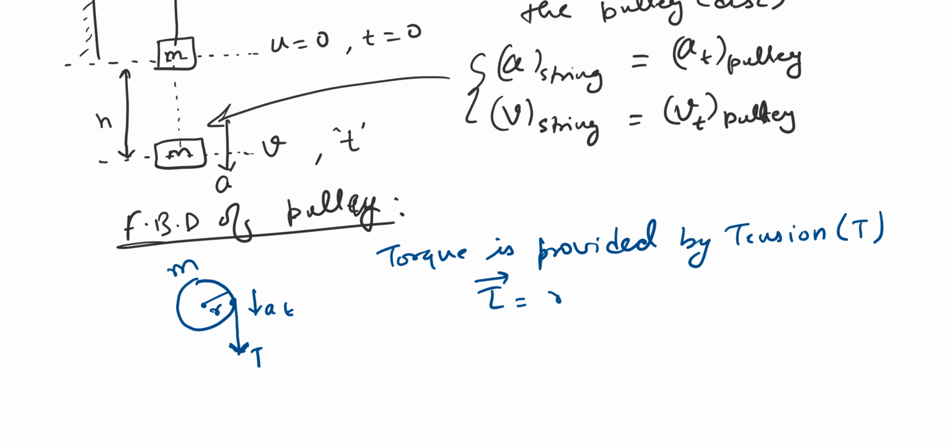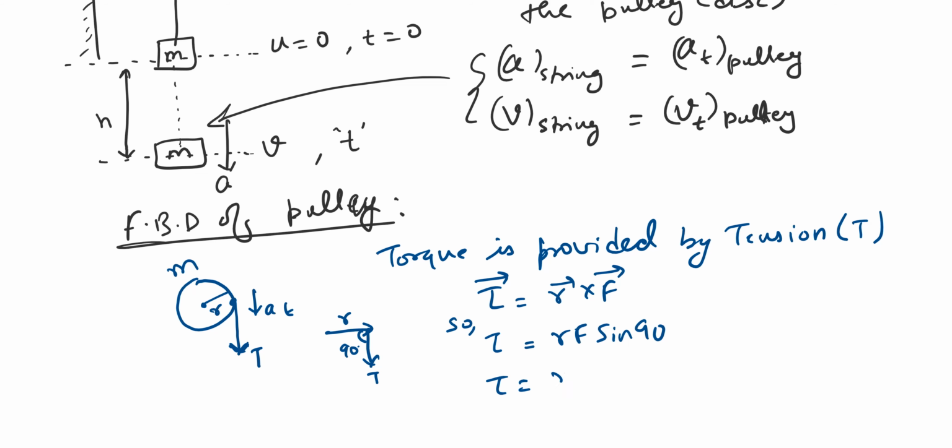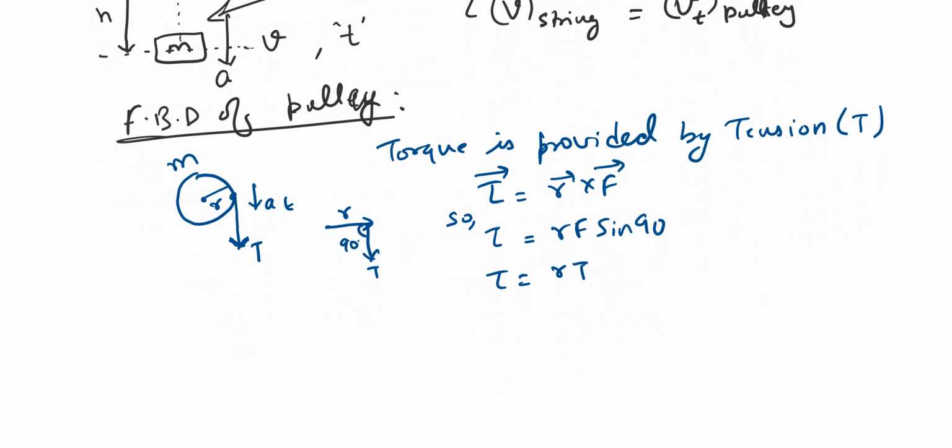Since we know that torque is equal to r cross F, and here F is the tension, the magnitude of torque would be rF sin 90, because the radius and tension are at a 90-degree angle with each other. So from here we get torque as r into T. Also, since torque is equal to I alpha, where I is the moment of inertia of the rigid body and alpha is the angular acceleration, we can say I alpha is equal to rT.